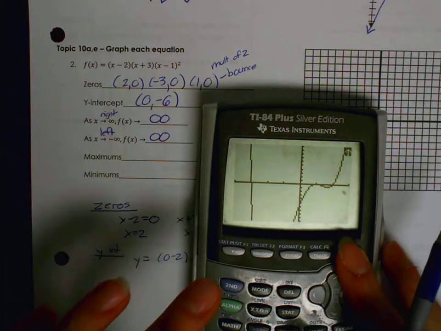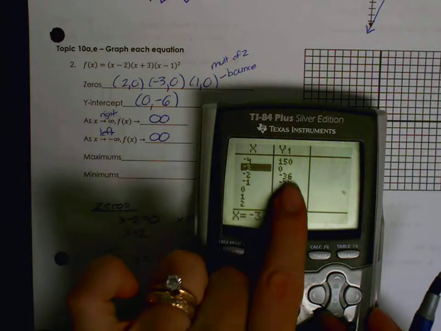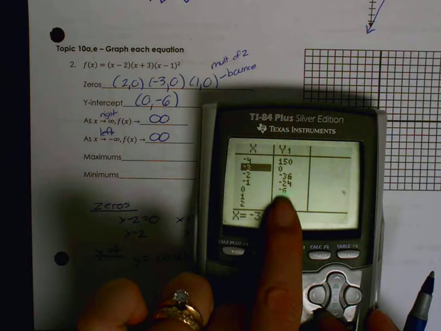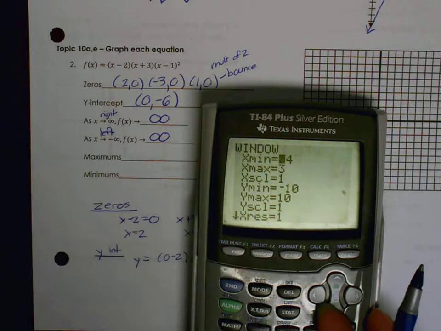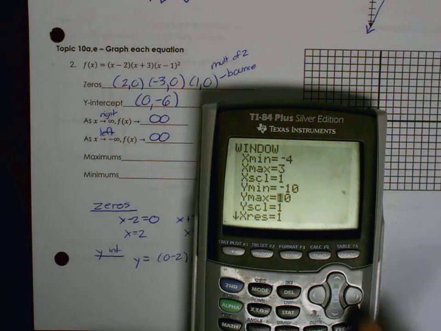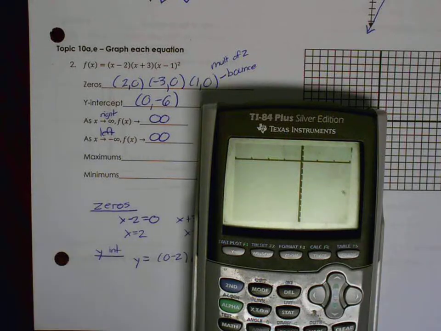So I'm going to go to my table and see how far down my y's go. It looks like I have -36, -24, -6. I'm going to go back to my window and change my y minimum to maybe -40 and see if that lets me see the bottom. Yes. So this is a much better picture of what's happening, and I can see it a lot better. I do recommend changing your window and zooming in to see what's going on.